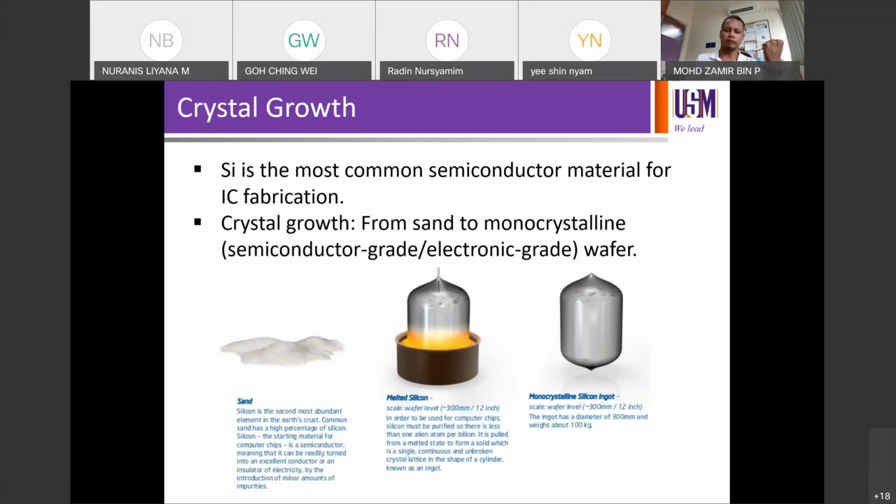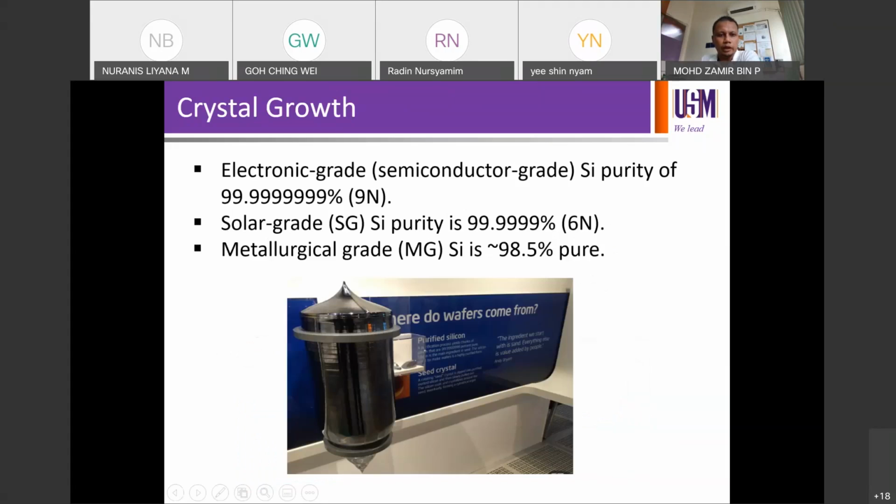When I talk about purity, the level of purity required by monocrystalline silicon wafers is labeled as semiconductor grade or electronic grade. It's actually referring to 9N purity of the silicon required for the fabrication. Electronic grade or semiconductor grade, they are actually the same thing. So it's referring to 9N purity of silicon. So 9N means 99.9999999 percent, nine nines.